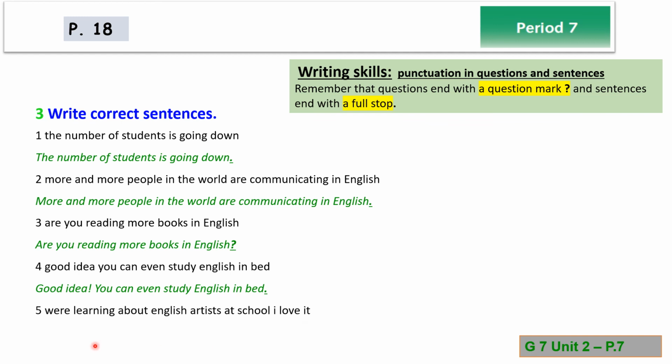Finished? Okay, let's check the answer. We're. Notice here, apostrophe after W. And we started with a capital because it is the beginning of the sentence. We are learning about English artists at school. Full stop. I love it! Exclamation mark again.